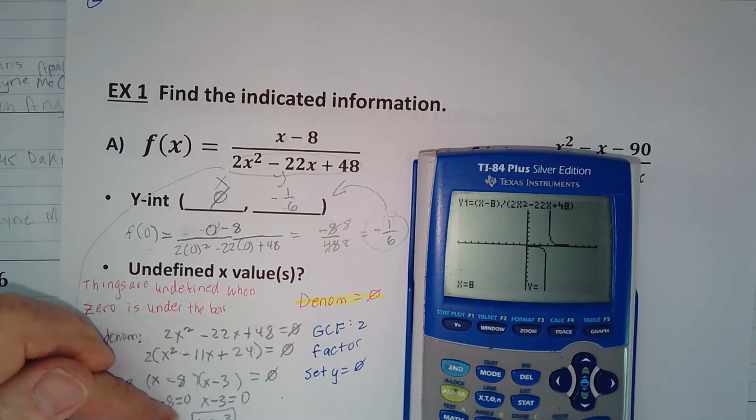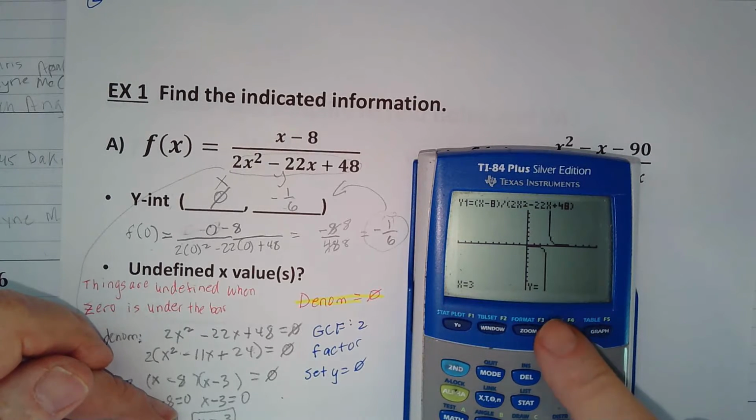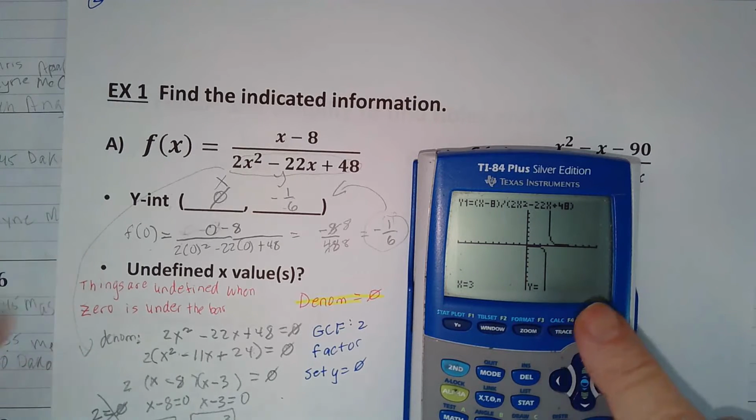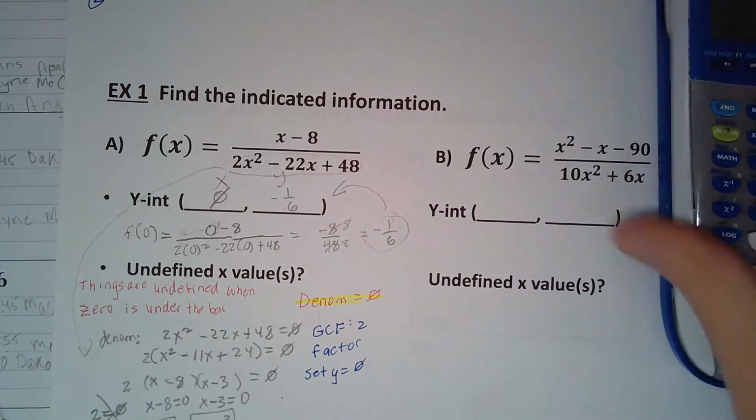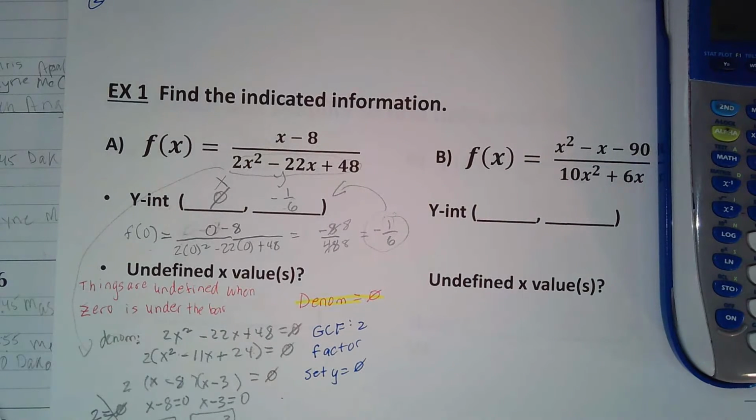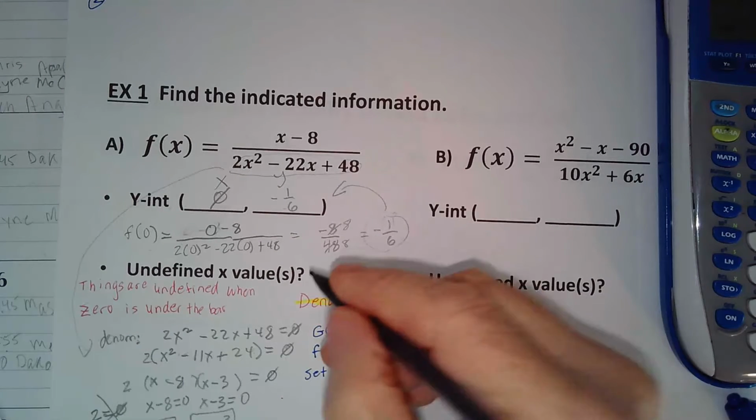Let's try 3. So I'm going to say x equals 3. I'm just going to type a 3 in there. Now my x is 3. And hit enter. Y equals just a blank. So what that's telling you is that these are undefined x values because we don't have a solution for y. It's undefined. So we're going to write that up here.